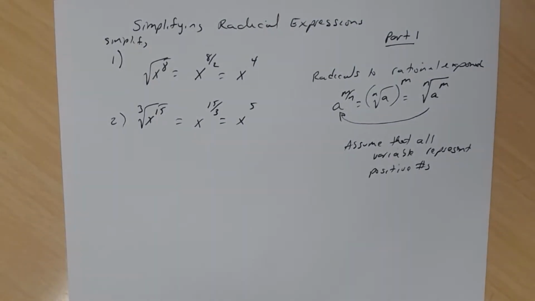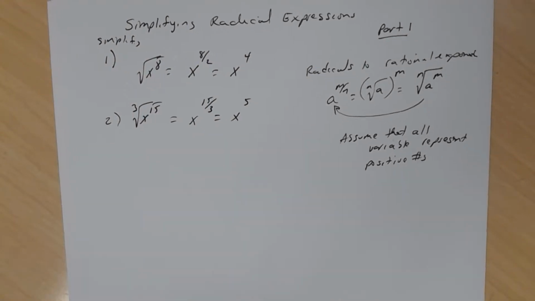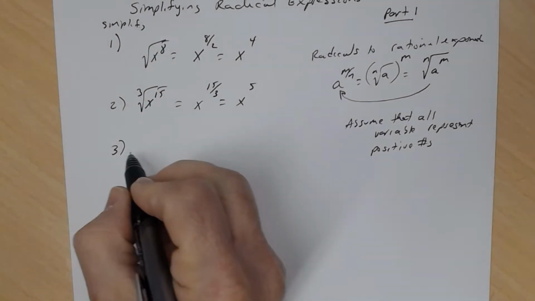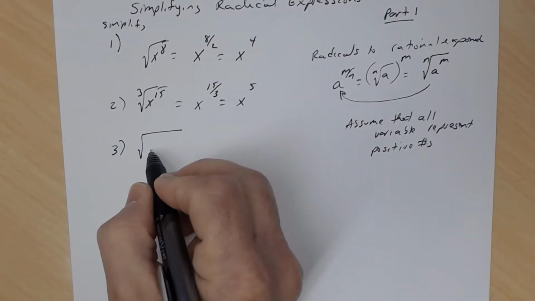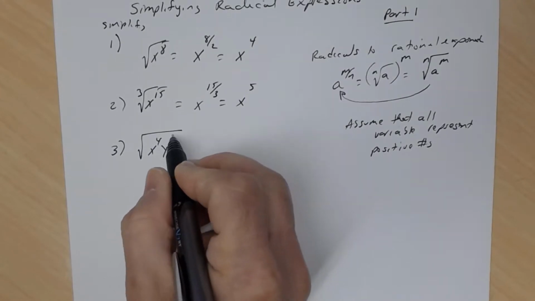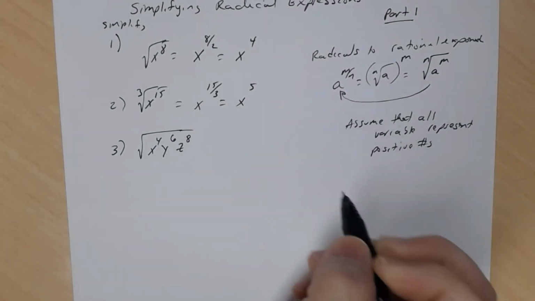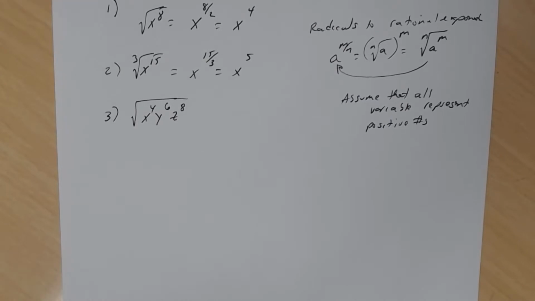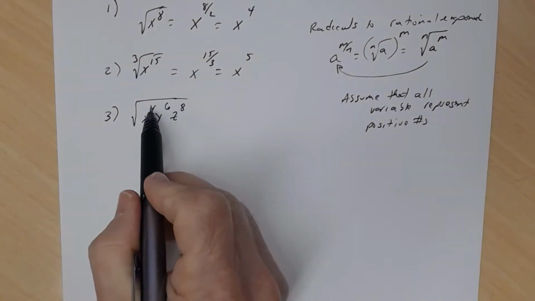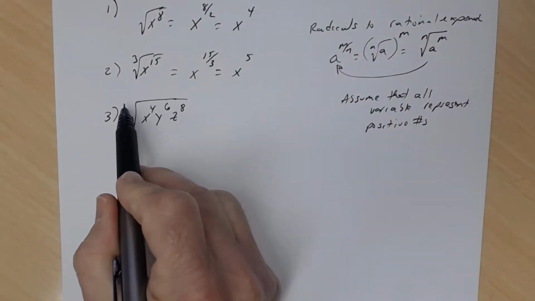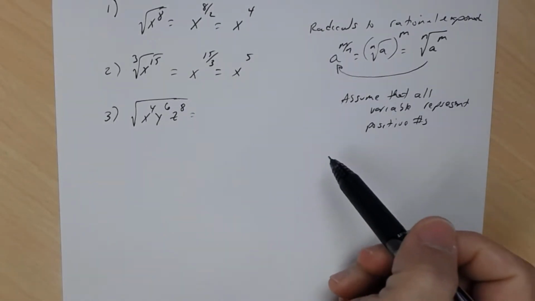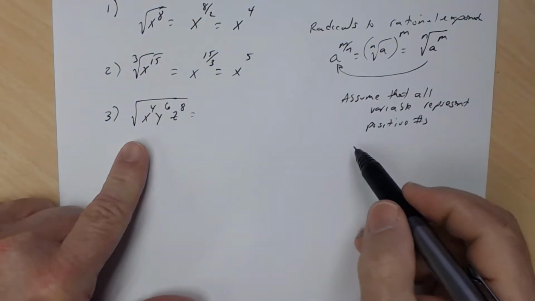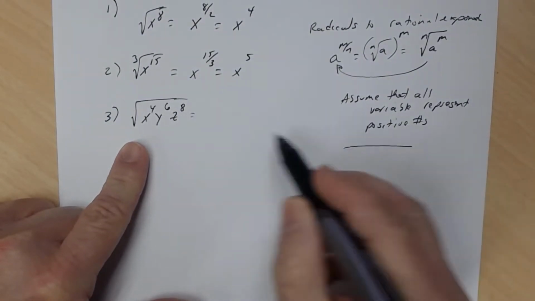All right, number 3, you have the square root of x to the 4th, y to the 6th, z to the 8th. Again, notice that the exponents are all divisible by the index. So when I write the answer, I'm not going to have a radical at all. But I want you to remember this idea to help you with this one.